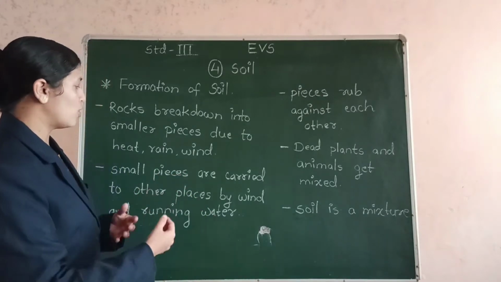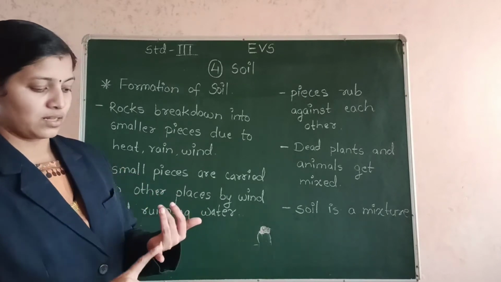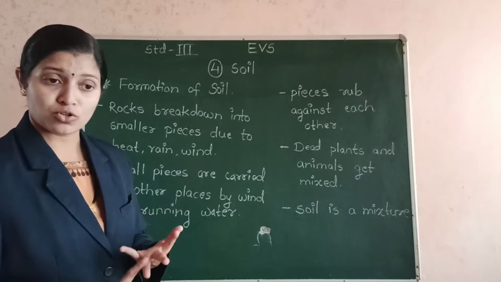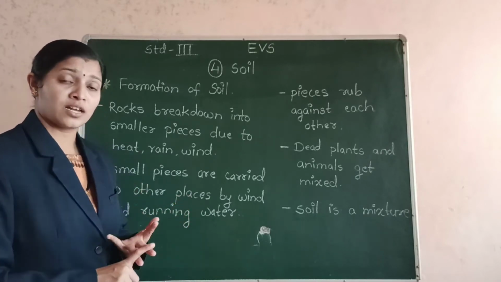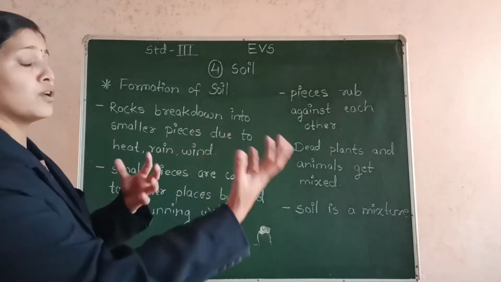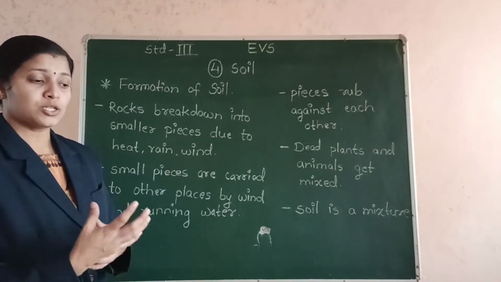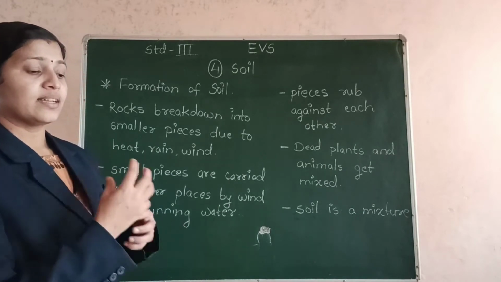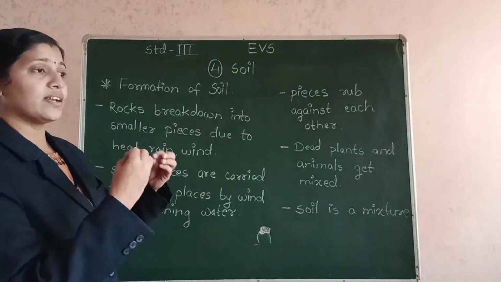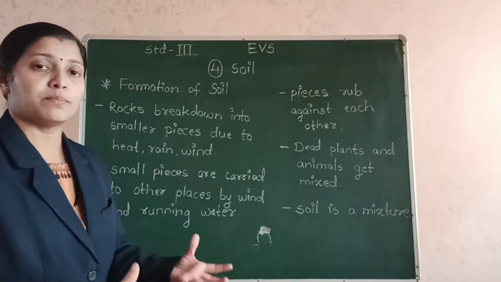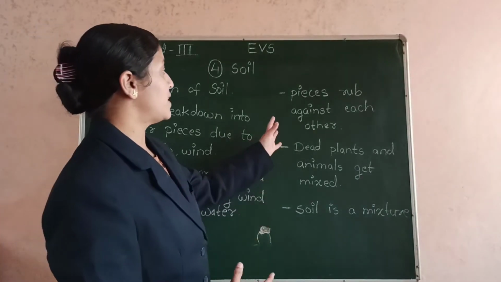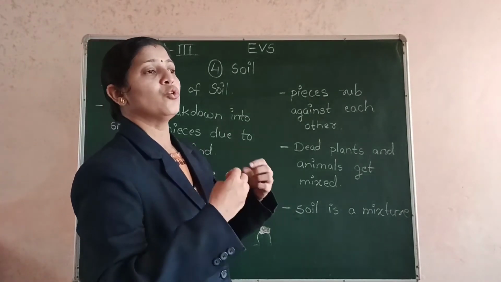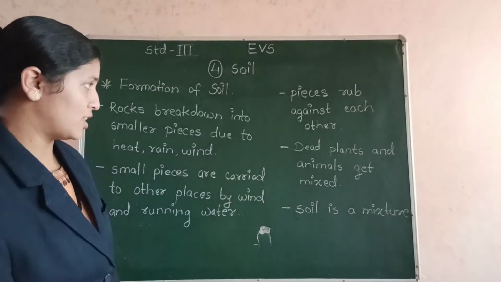They rub against each other, and again they break into smaller pieces. So because of all these natural processes, like heating by the sun's temperature, cooling because of the wind, and being carried from one place to another by the running rainwater, they are rubbed against each other and get divided into finer and finer particles. The pieces rub against each other and get divided into very small particles.